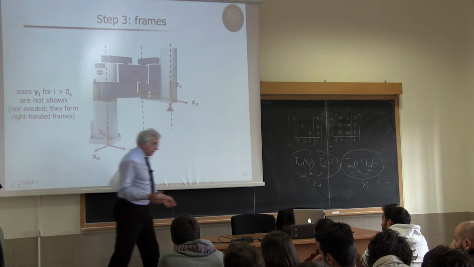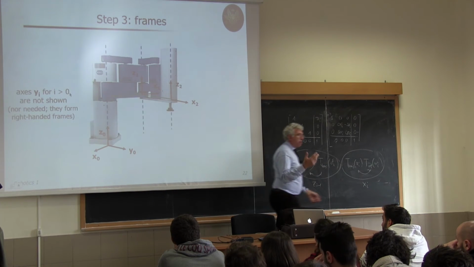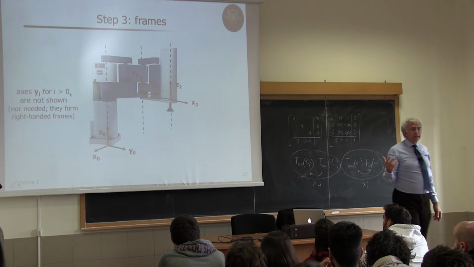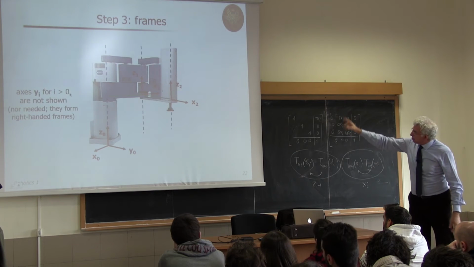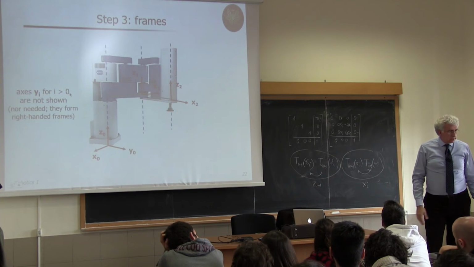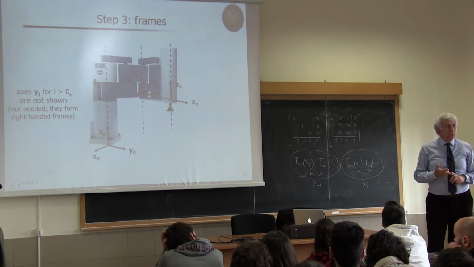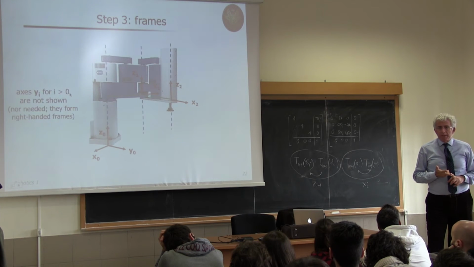y2 completes the right-handed frame. How many more frames do we need to assign? Up to now we have chosen 3 frames. No? Frame 0, frame 1, frame 2. How many more are missing?